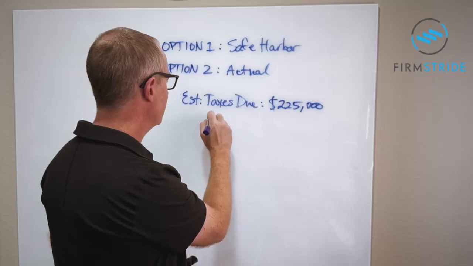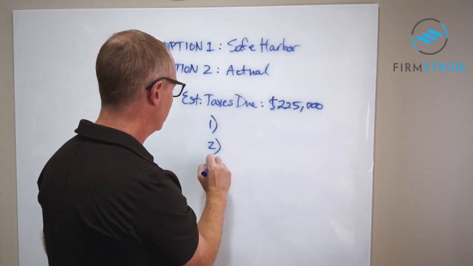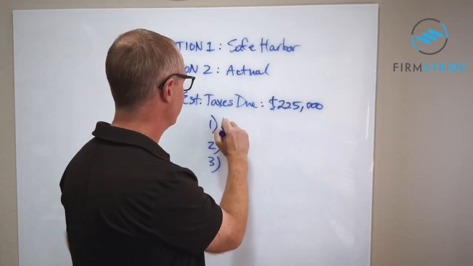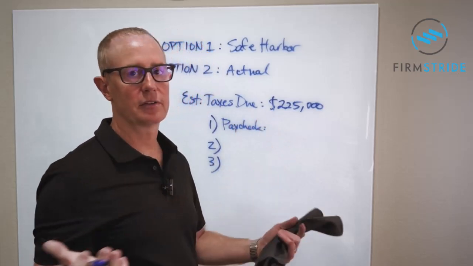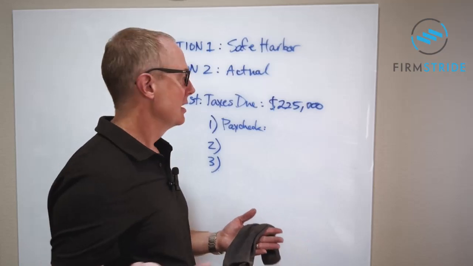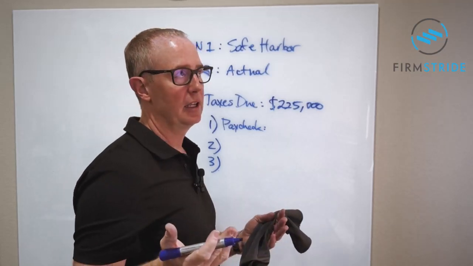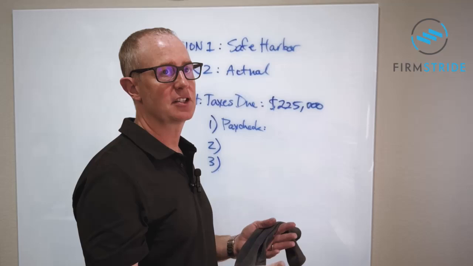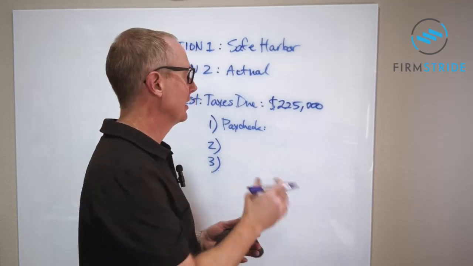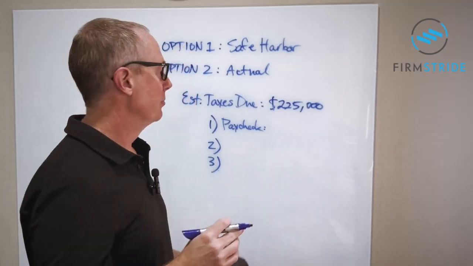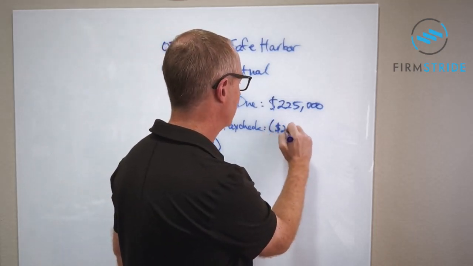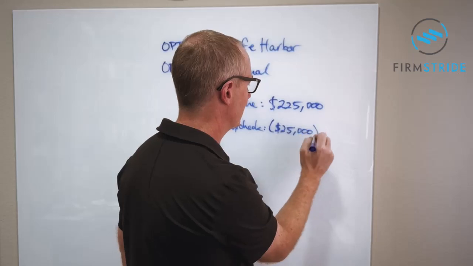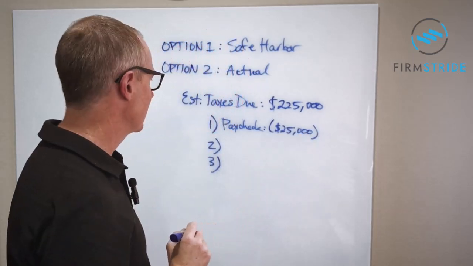And then what you do is you basically go through the three ways that you pay your taxes. So we've got our paycheck. Well, you know your paycheck for the year, what the withholding is. If you're changing something at the end of the year, you can easily calculate it based on your withholdings. But most people can pretty easily predict what their paycheck withholdings will be for their federal taxes. So let's say that we know that that's going to be $25,000.